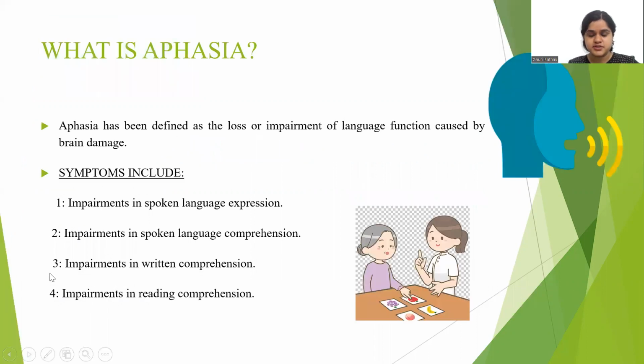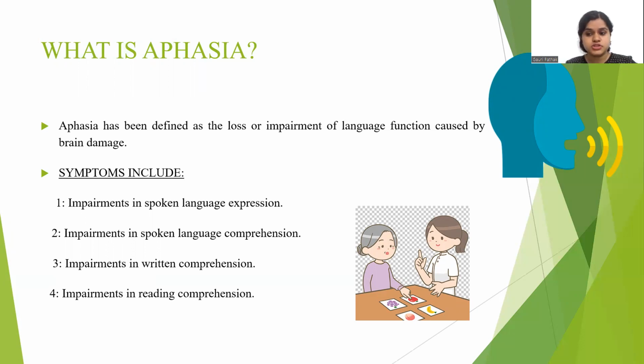So what exactly is aphasia? Aphasia has been defined as a loss or impairment of language function caused by any sort of brain damage. The major symptoms of aphasia are impairments in spoken language expression, that is difficulties in expressing their thoughts and feelings. It can be an impairment in spoken language production as well. The second is impairment in spoken language comprehension, that is difficulty in understanding. Then there is impairment in reading and impairment in writing.